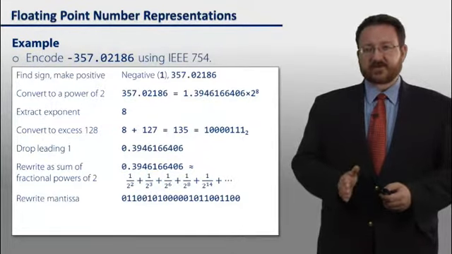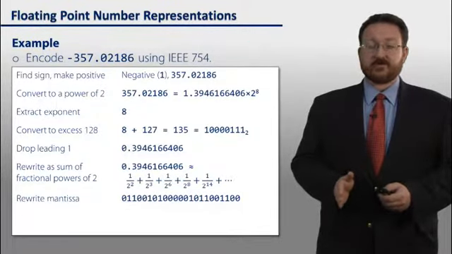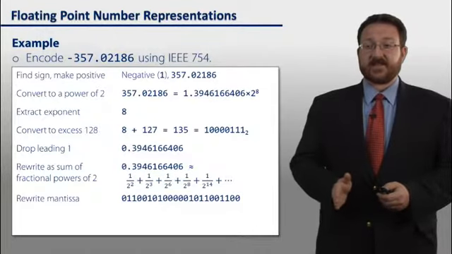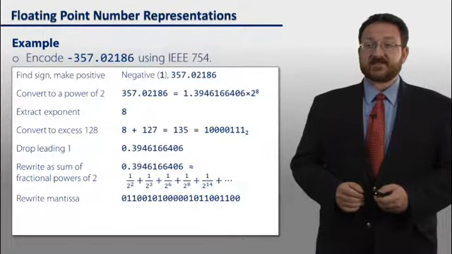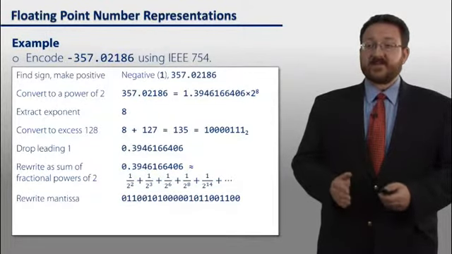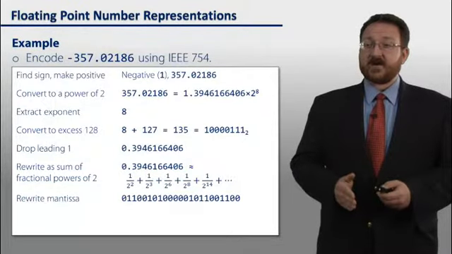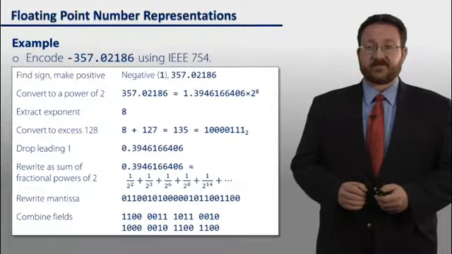Remember, these are fractional bits, so the leading 0 represents 0 times 1/2, or 0 times a half, plus 1 times a quarter, plus 1 times an eighth, and so on. And now I have all the bits that are necessary. I have the leading 1, I have the excess 128 exponent, and I have the mantissa bits. And all I have to do is arrange them. And this is the IEEE 754 representation.